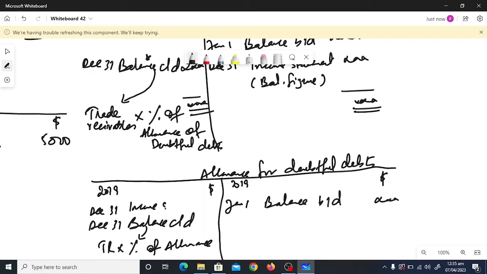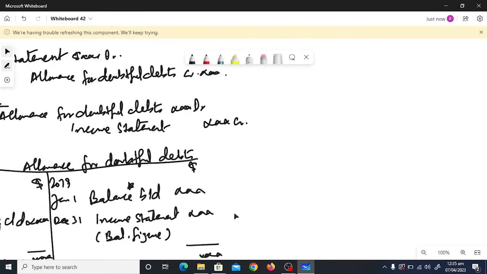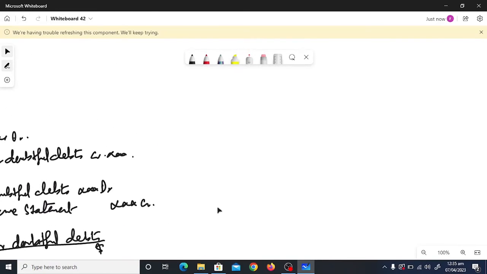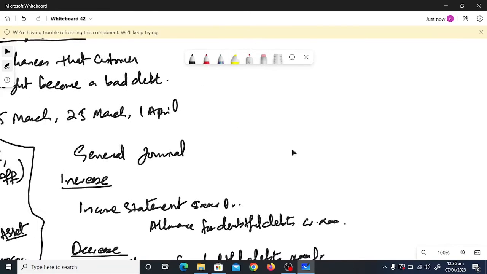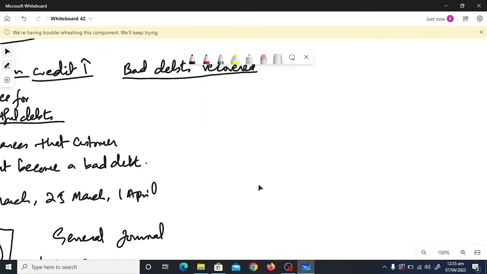You deduct balance CD from balance BD. You observe this thing that the balancing figure, income statement, is coming on the debit side. So you will write it down on the debit side. This debit side means that there is a decrease in allowance for doubtful debts. You record it as it is. Okay. So this completes your T account. I hope you have understood that if it is a decrease, the income statement will come on the debit side. If it is an increase, the income statement will come on the credit side. I hope you are getting this thing over here.